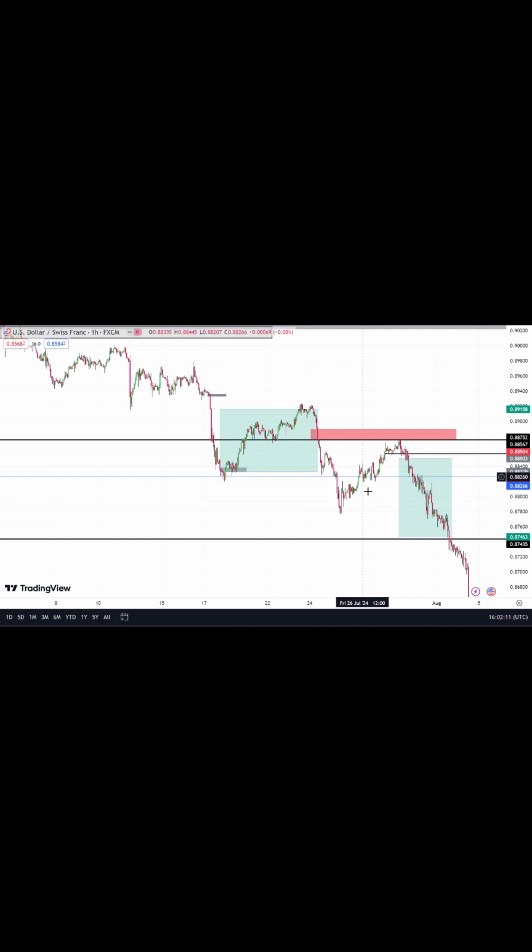So go out there, backtest, practice with the demo account, and try this out. If it works out, then you trade on your live account.